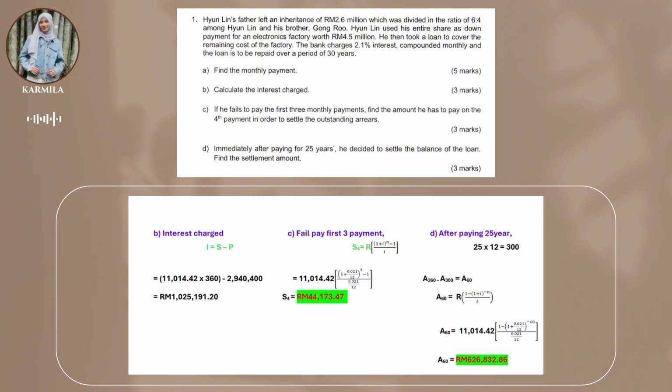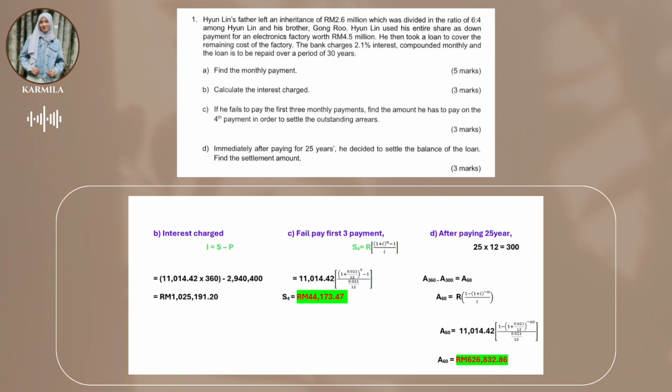Amount to pay on the fourth payment after missing the first three. For Part C, Hyolin misses the first 3 monthly payments. To find how much he must pay in the fourth month, I calculate the accumulated value of the 3 missed payments using the future value formula. After substituting the monthly payment and the interest rate, the amount he needs to pay in the fourth month is 44,173 ringgit and 47 cents.